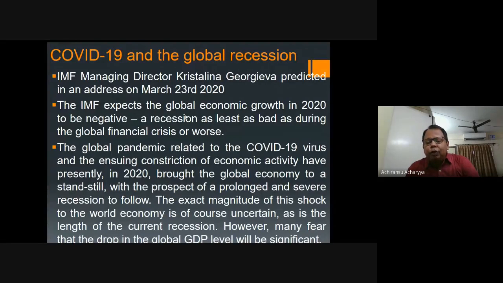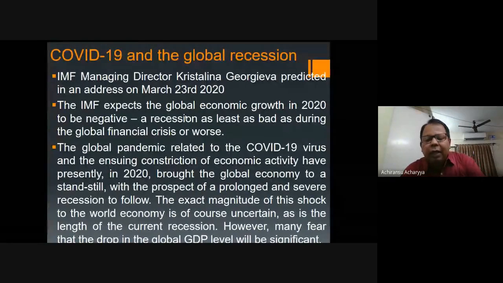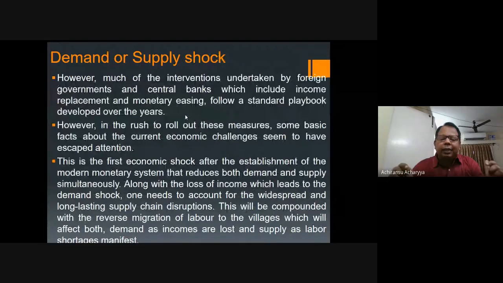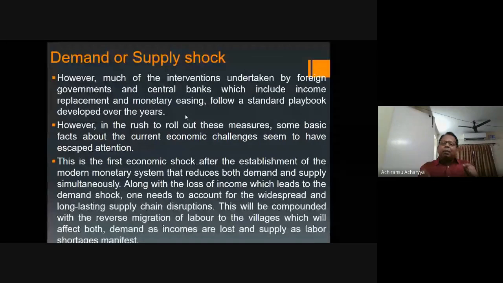The exact magnitude of this shock to the world economy is of course uncertain, as is the length of the current recession. However, many fear that the drop in the global GDP level will be significant. So the question is whether this is a demand shock or a supply shock.